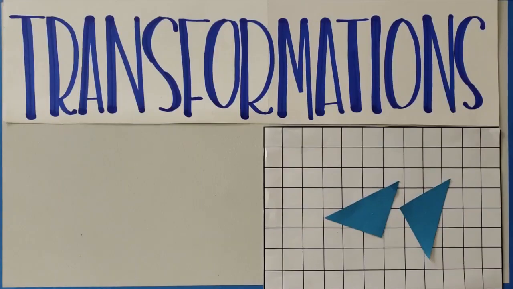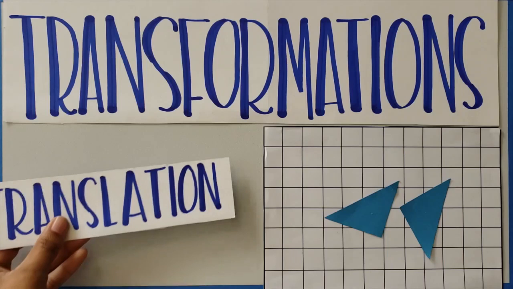Today we are going to combine geometry and art as we learn about transformations. Transformations change the position or size of a figure to a new figure. The four types of transformations are translation, reflection, rotation, and dilation.